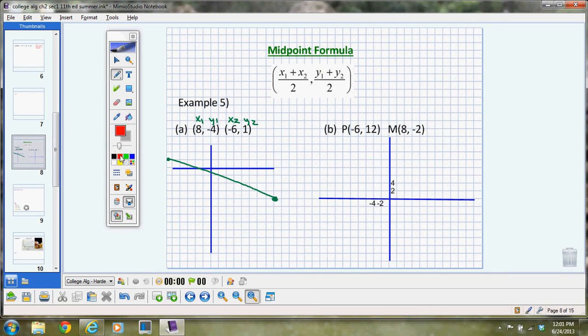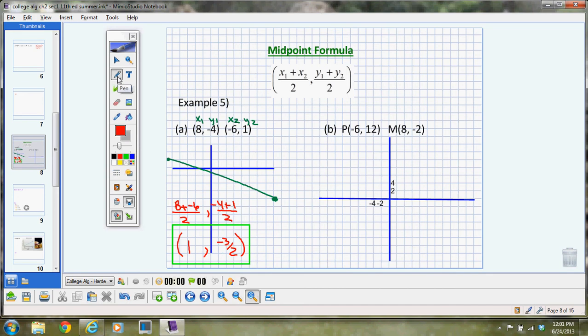Now, using the formula, I'm going to add my x's: 8 plus negative 6, divided by 2. That gives me 2 divided by 2, which is 1. Then I'm going to add my y's. It'd be negative 4 plus 1, divided by 2, and that would be negative 3 over 2. That would be my midpoint. So my answer to this is going to be 1, comma, negative 3 halves.